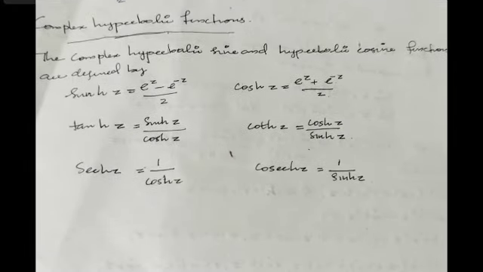Next, complex hyperbolic functions. The complex hyperbolic sine and hyperbolic cosine functions are defined by sinh z is equal to e raised to z minus e raised to minus z by 2, and cosh z is equal to e raised to z plus e raised to minus z divided by 2. Then tanh z is equal to sinh z by cosh z, coth z is equal to cosh z by sinh z, sech z is equal to 1 by cosh z, and cosech z is equal to 1 by sinh z.